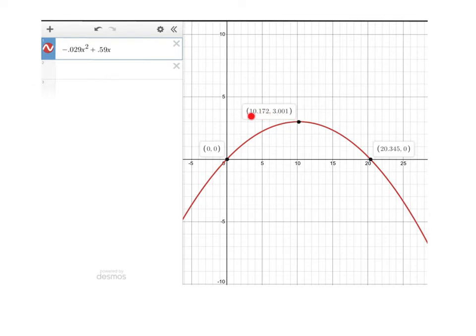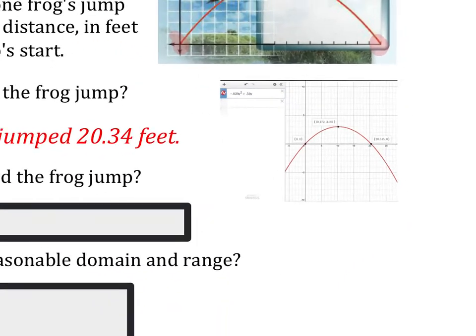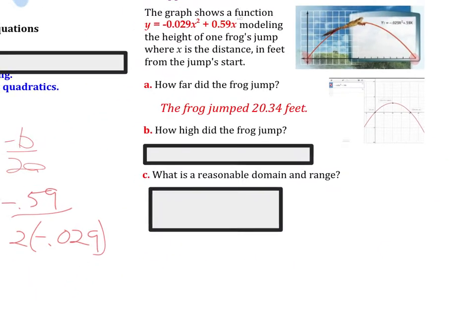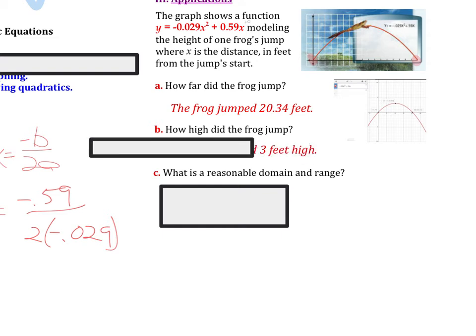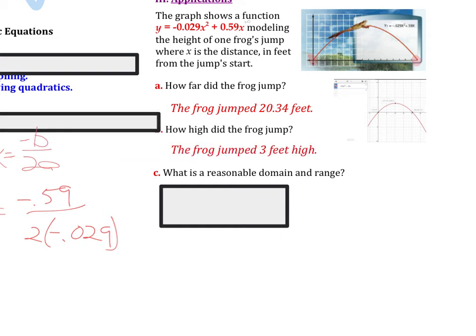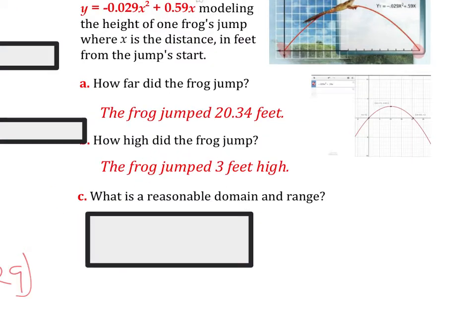It's going to tell me both the maximum height, in this case 3, and then this is going to tell me the time at which it took to get there, or whatever the x-axis was referring to. So this might be horizontal distance, this might be time, whatever. So after 10 units, this frog was 3 feet in the air, and that was the highest height it reached. So how high did the frog jump? 3 feet high.